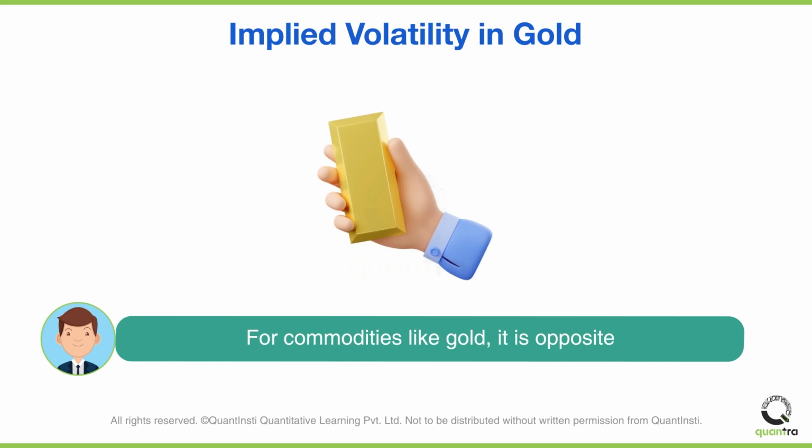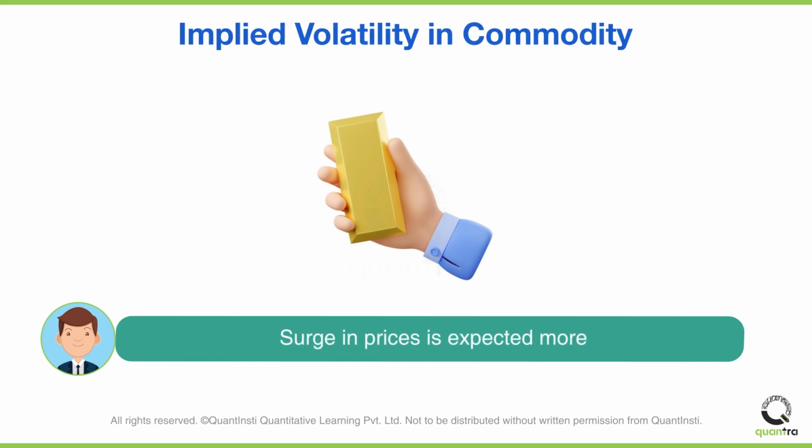In contrast, gold portrays an opposite skew. This is because gold is considered a backup and a surge in price is expected more than the decline.